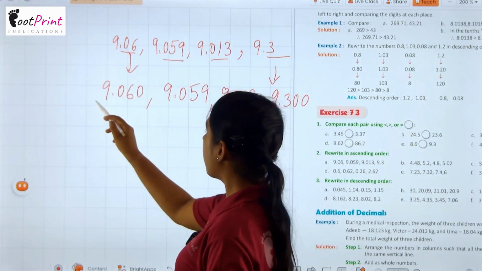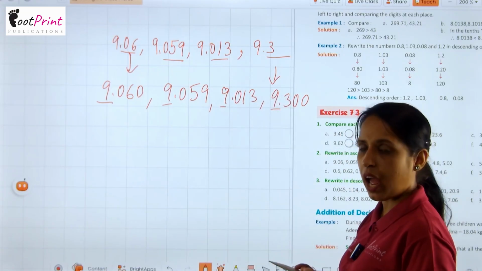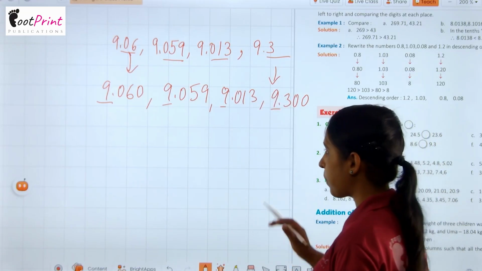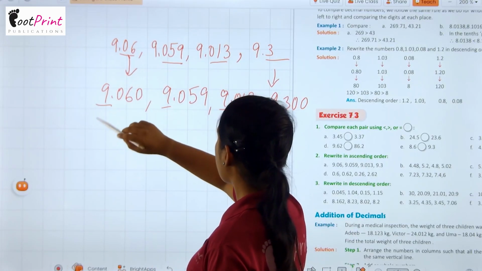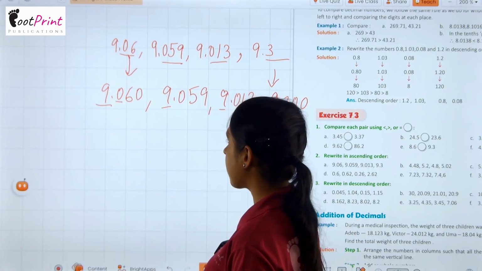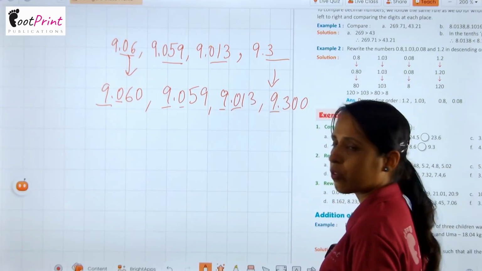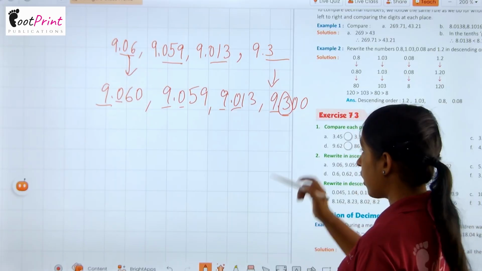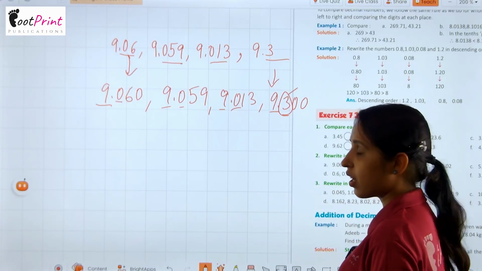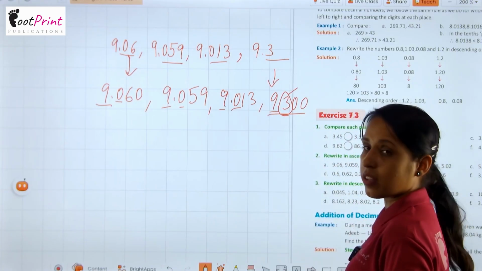Here the whole number is 9, in this also 9, and all the numbers have 9 at the whole number. Then we will check the 10th place. Here the 10th place is 0, in this also 0, this one also 0, and this one is 9.3. Here the 10th place is equal to 3. It means it is greater. So it means it is the greatest number.